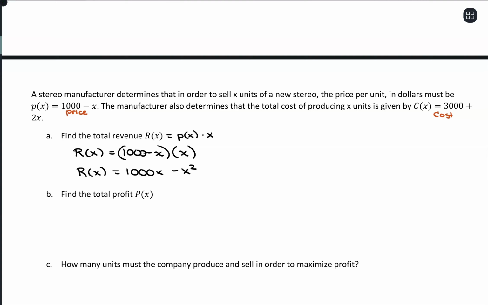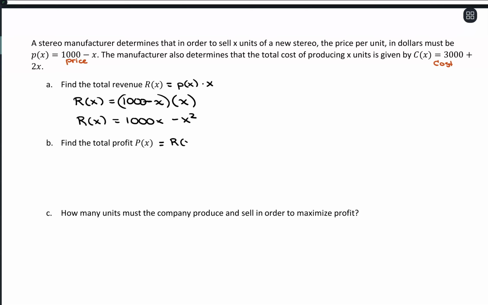Our next piece is to find the total profit. So profit comes from taking revenue minus cost. So we're going to take our revenue function, 1,000x minus x squared. I'm going to go ahead and use parentheses here and subtract in parentheses C of x, which was the 3,000 plus 2x that was given to us.